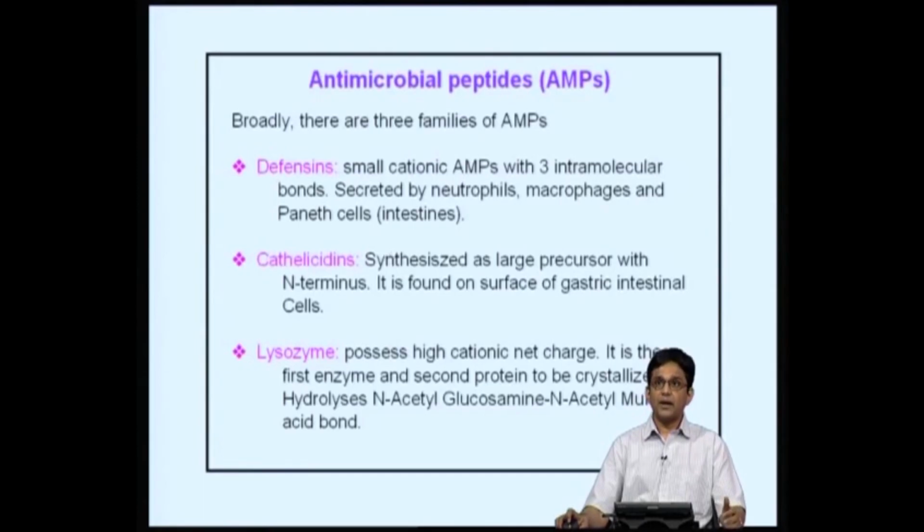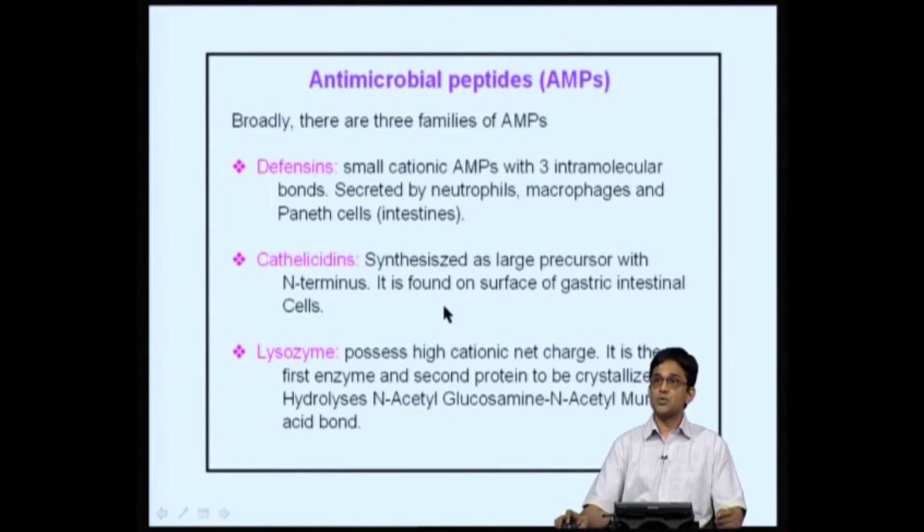Okay. There are different families of antimicrobial peptides. You have defensins, which are small cationic antimicrobial peptides. Defensins are produced by neutrophils, macrophages, and Paneth cells. Paneth cells are present in the intestine, and they are potent sources of defensins. Cathelicidins are produced as large precursors, and then they are trimmed to produce these antimicrobial peptides, and they are found on the surface of gastrointestinal cells.